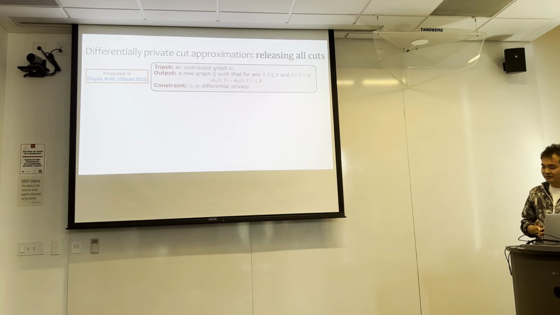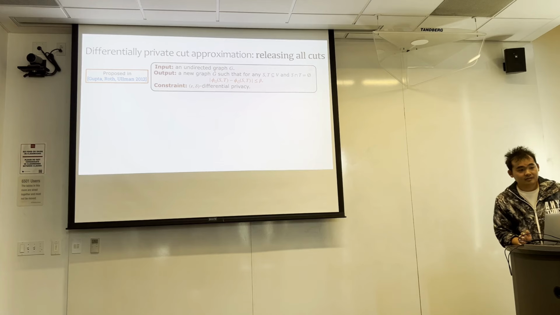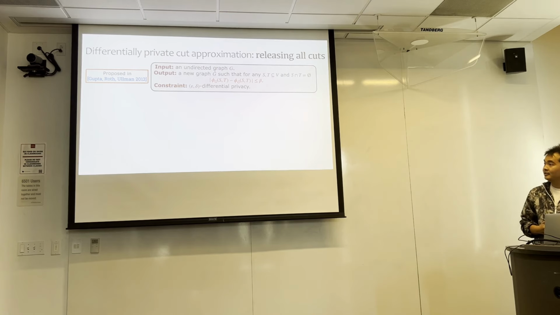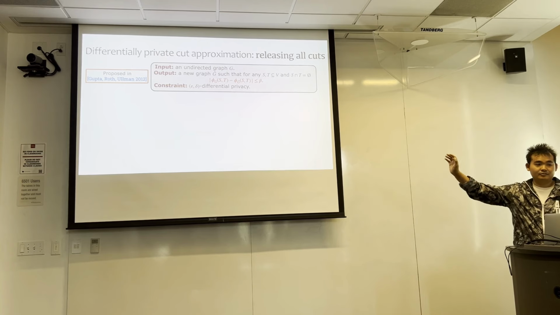And this is probably one of the most popular problems in private graph analysis, studied by Gupta, Roth, and Ullman. These are not bipartite graphs. So S and T is just any set of vertices.